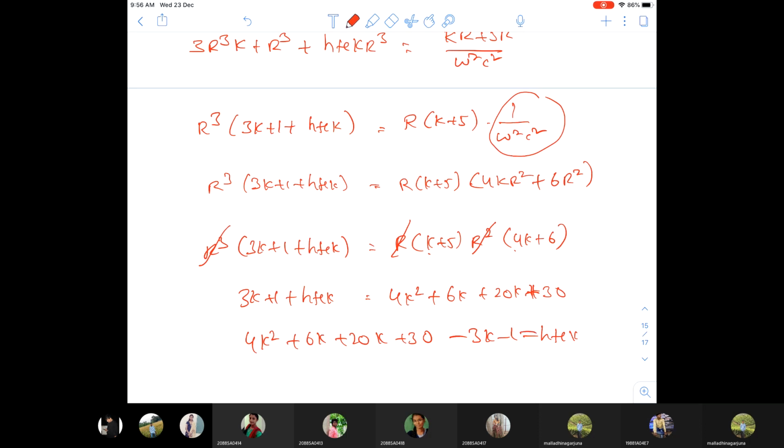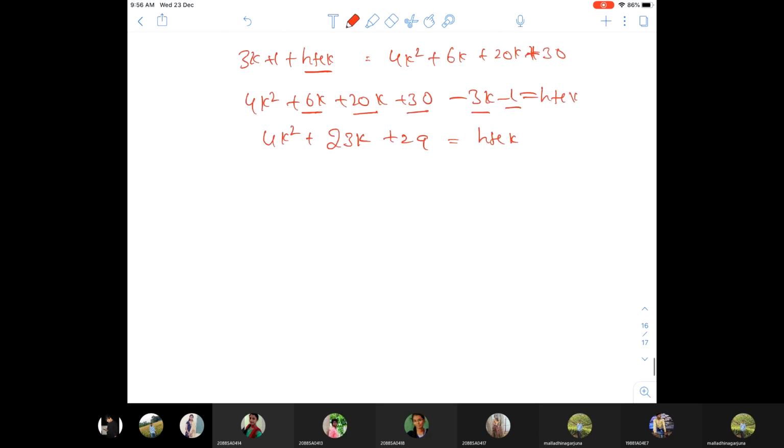hfe k, if I put it outside, I send it to the other side. hfe into k equal to this one. So 4k square plus 6k plus 20k minus 3k. So total 6 plus 20, 26 minus 3, 23. 23k, 30 minus 1 plus 29 equal to hfe k.